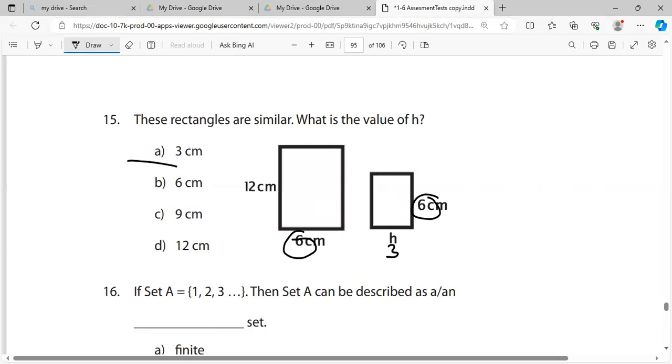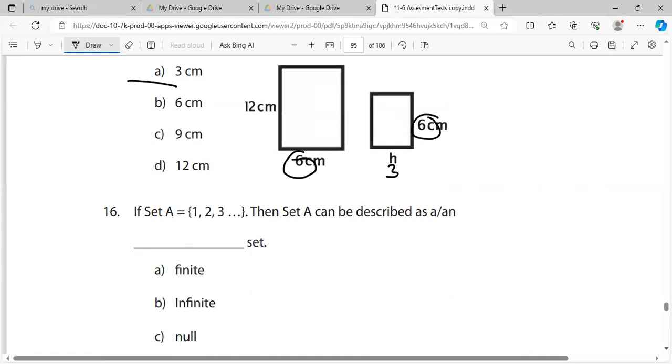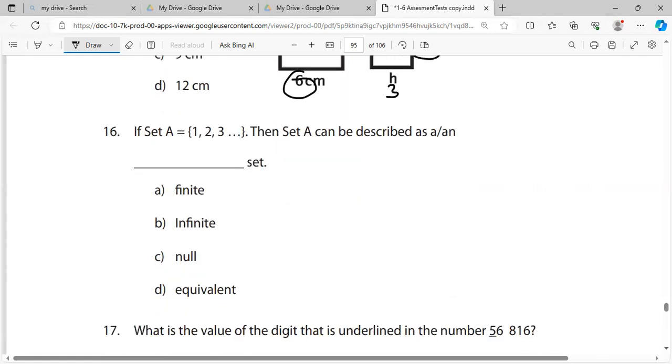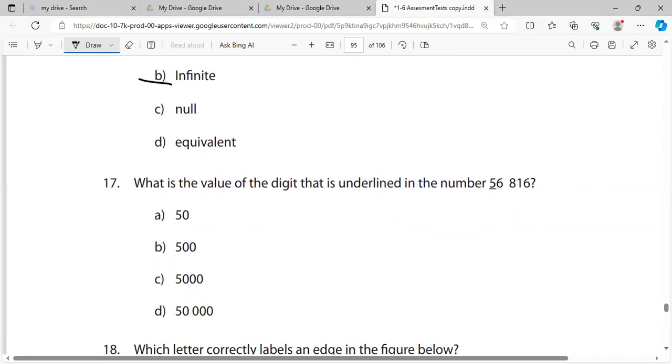Number 16 says, if set A is equal to 1, 2, 3, and it continues, that means it continues to infinity, right? Then set A can be described as an infinite set, so it continues and it continues forever and ever. Number 17 says, what is the value of the digit that is underlined in the number? So we have the 5. What you can do, guys, you can just literally put the 5 here and then you add zeros for the other digits. It's that simple.